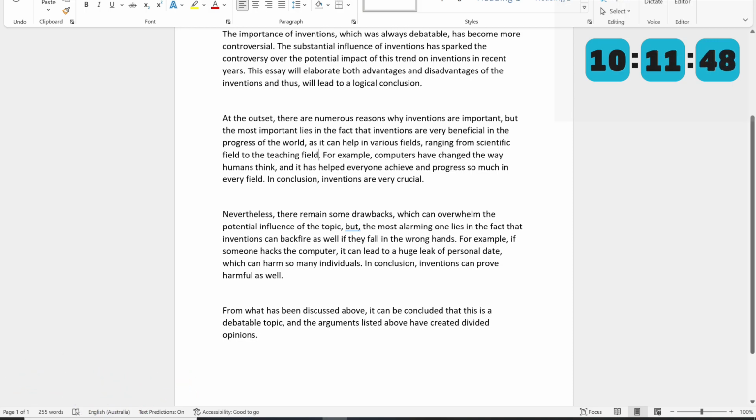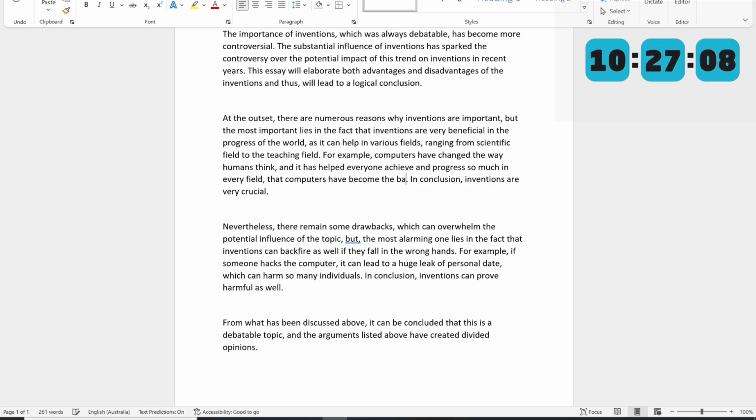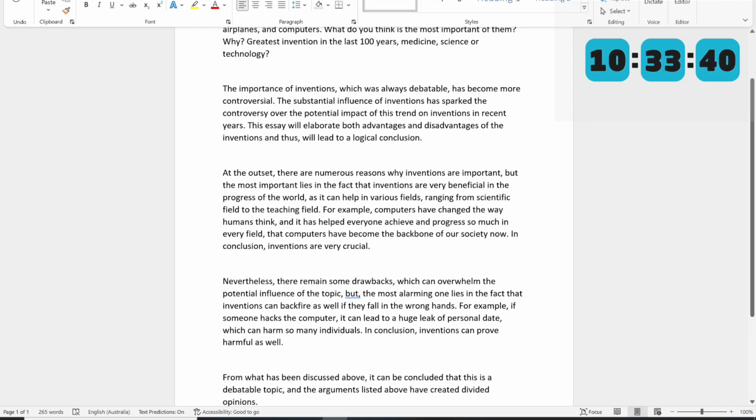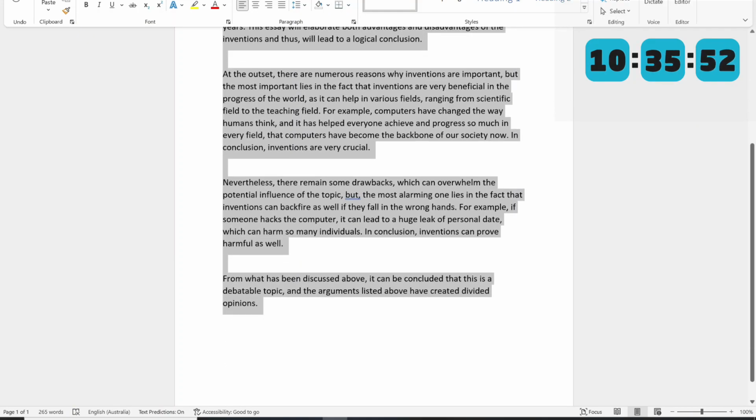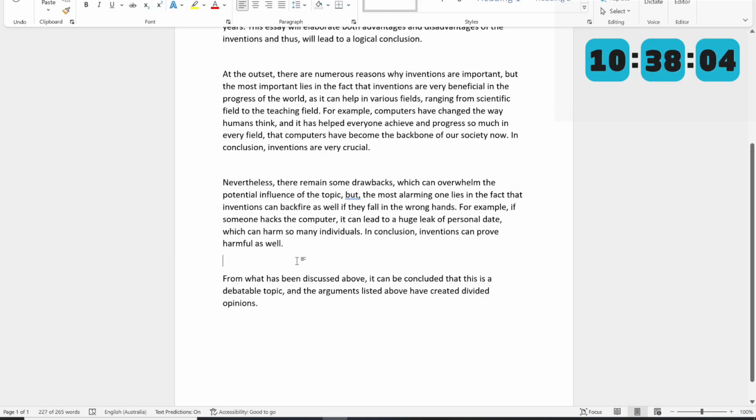For example, computers have changed the way humans think, and it has helped everyone achieve and progress so much in every field, so much so that computers have become the backbone of our society now. Okay, now let's see how many words I've written. As you can see, the words are increasing. I'm at 227 words.